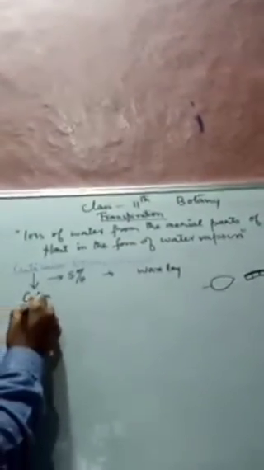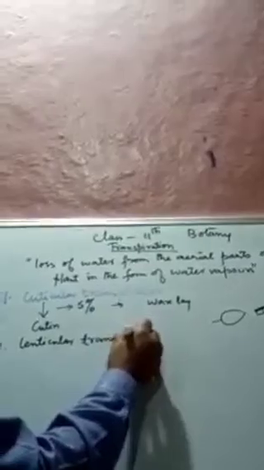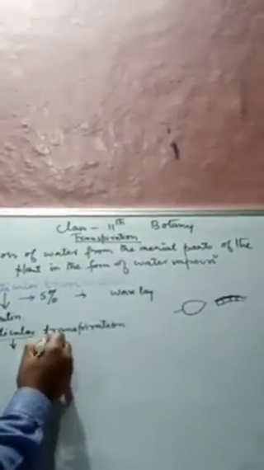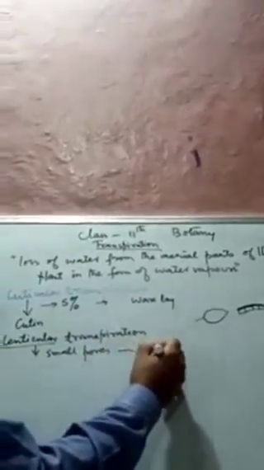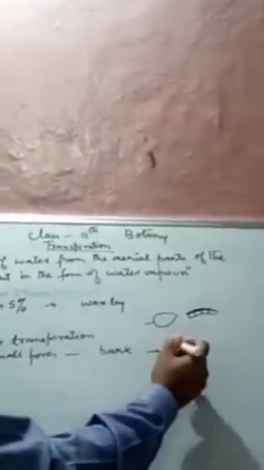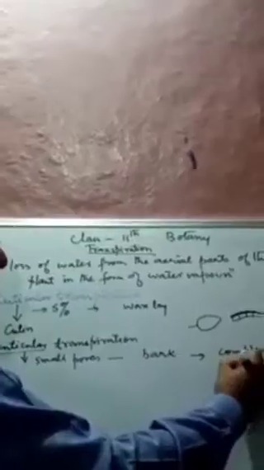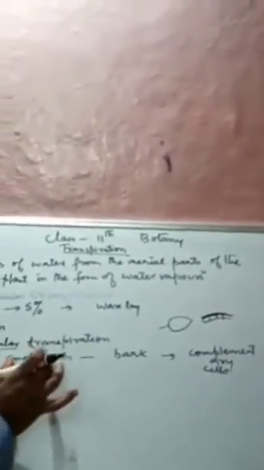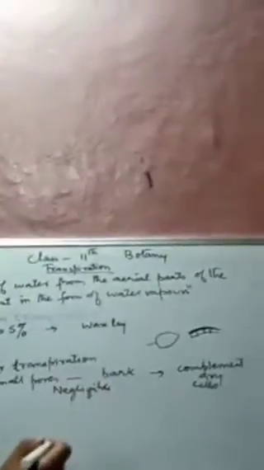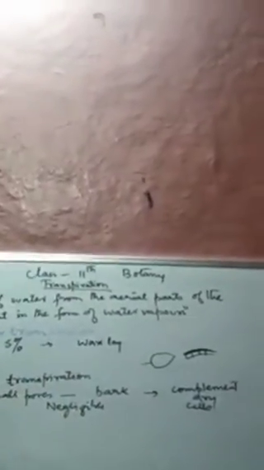The second one is called lenticular transpiration. Lenticels are small pore-like structures which are found on the bark, and they are surrounded by simple cells, or cells which are called complementary cells. Through these lenticels, negligible, very, very little transpiration takes place. This is lenticular transpiration.